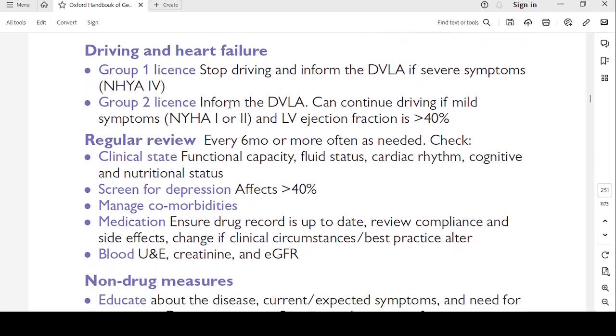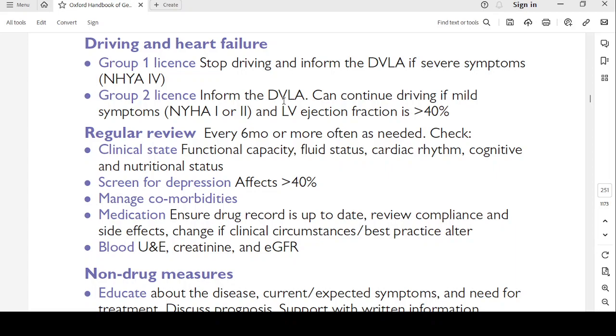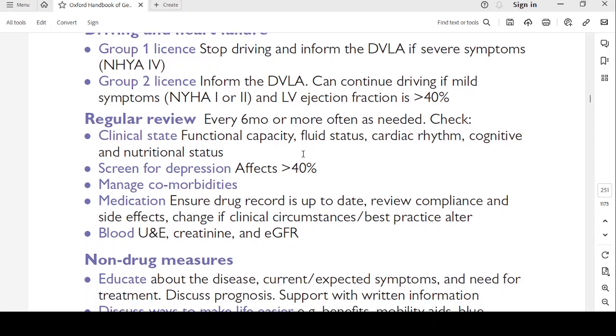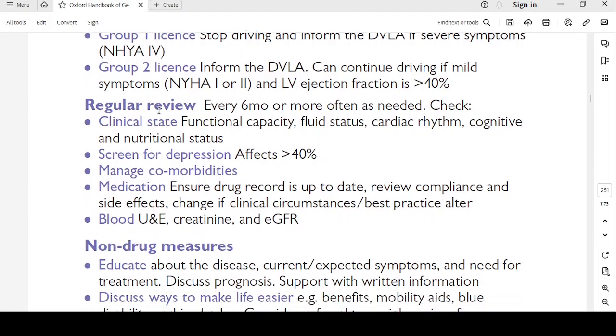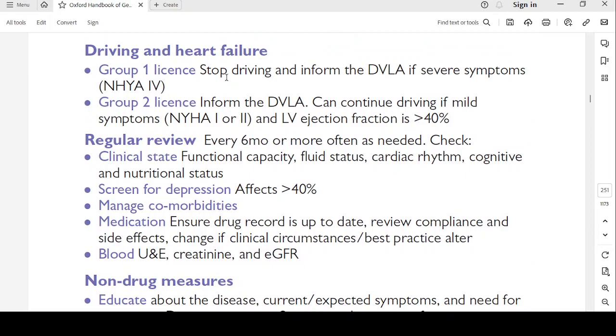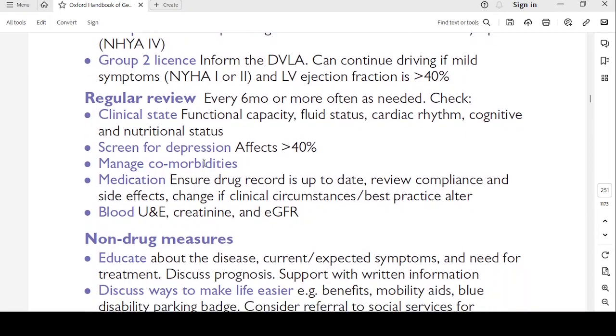Driving and heart failure. Group 1 license: stop driving and inform the DVLA if severe symptoms of heart failure are present, NYHA grade 4. Group 2 license: inform the DVLA. Can continue driving if mild symptoms, NYHA 1 or 2, and LV ejection fraction is more than 40%. Regular review. This 40% mark is very important for many reasons. One is for NYHA, one is for the driving license and DVLA.